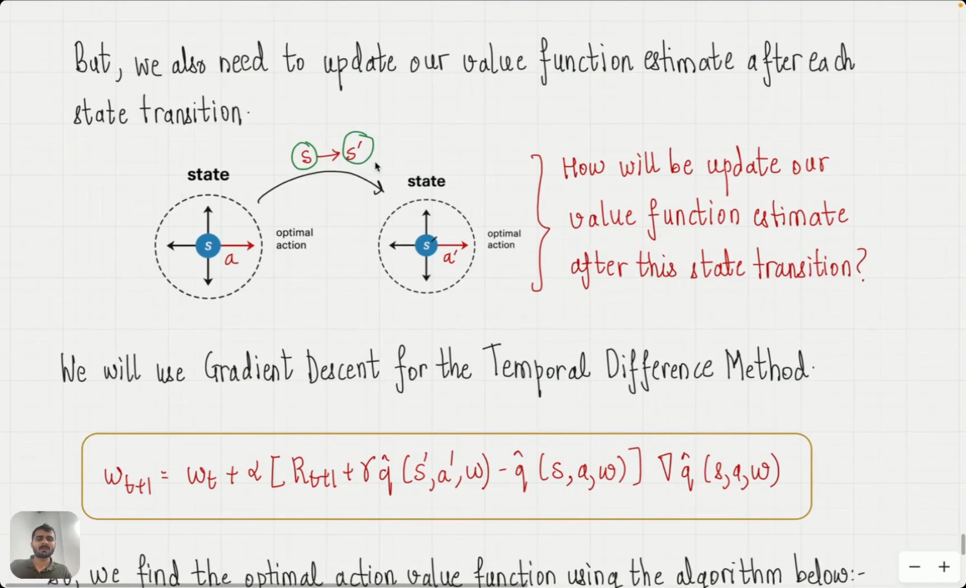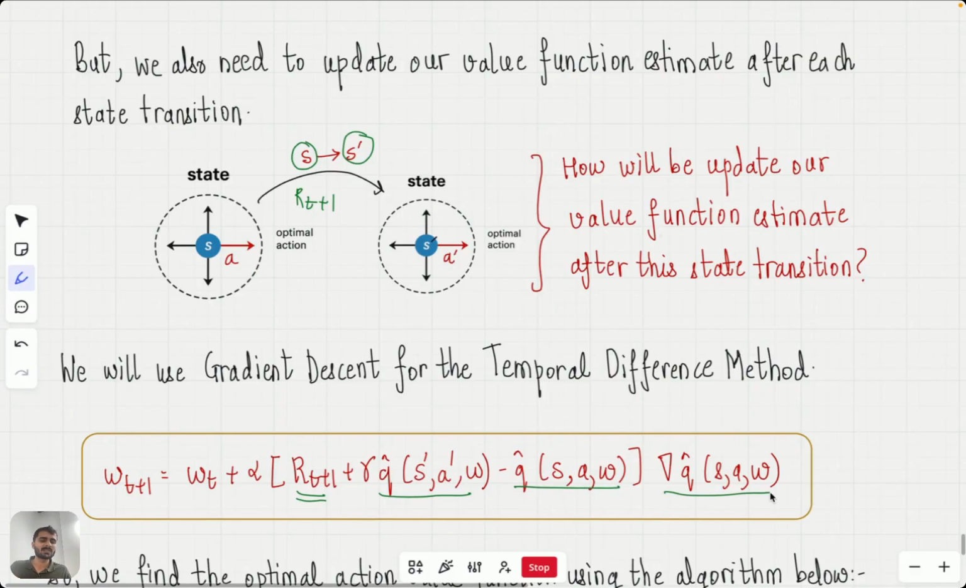So we update the weights by using the weight update rule, which we saw before. Here we know R_{t+1}, because this is the immediate reward which you get in the process of transitioning from state S to state S dash. This is the value of this state action pair, and this is the value of the next state action pair, and this is simply the gradient, which is determined from whether we are using a linear method to estimate the approximate value function or a nonlinear method. So this is the update rule which we are going to use.